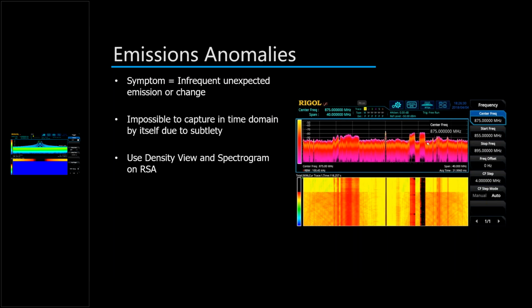So now let's shift gears a little bit over to more of our emissions kind of problems. Here in this case, we have an infrequent emission issue that is our primary symptom of the problem. So I'm going to open up that setup, go to 875 megahertz, set up our free run, and look for this problem in our signal.